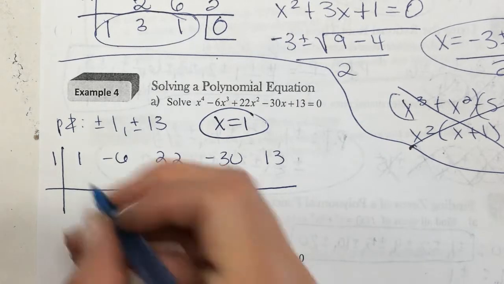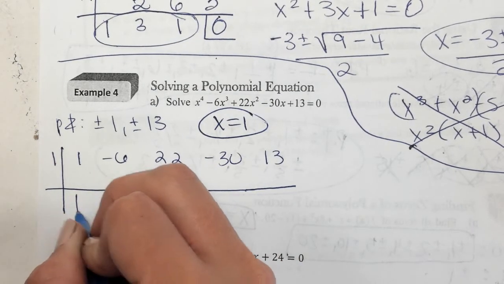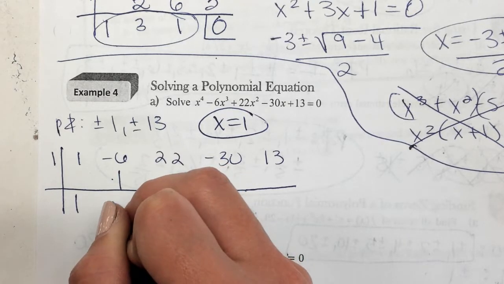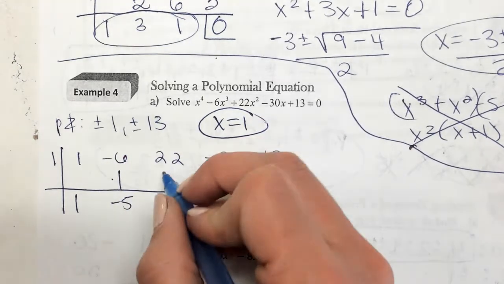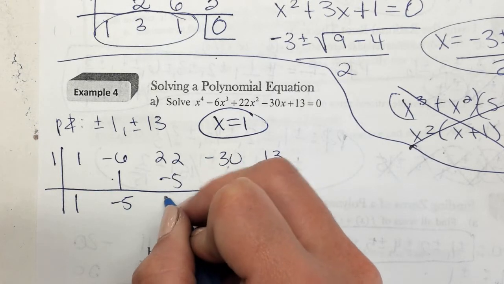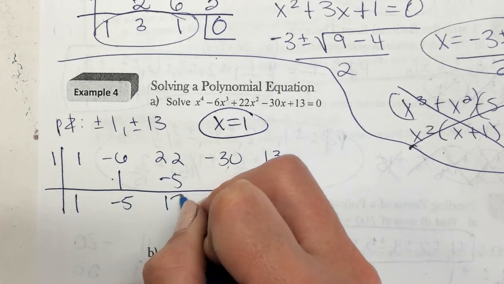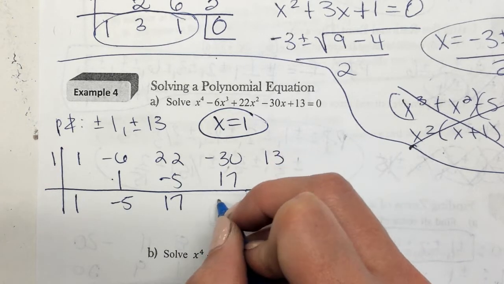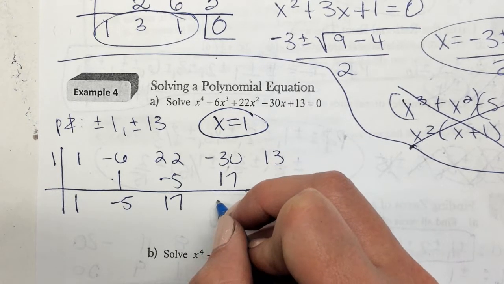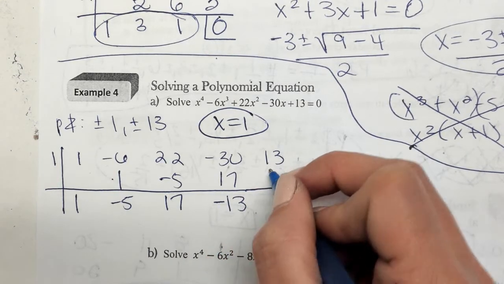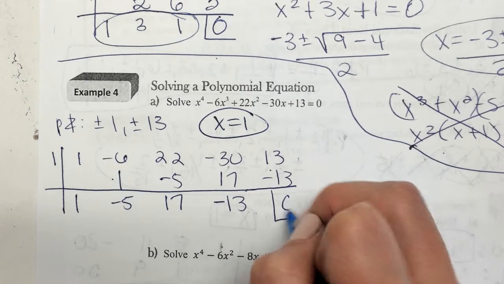Alright, Kaya, what goes right here? 1. Kayla, Logan, -5. Megan, 17. All right, Justin, 7. Colby, -13. Good. And this -13 will give you 0.